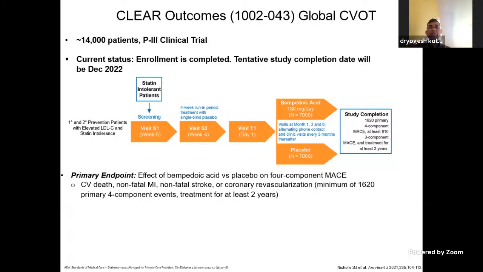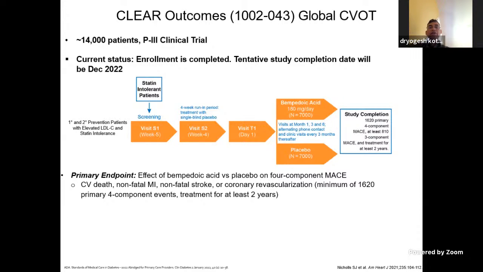And the primary endpoint will be MACE, that is the major adverse coronary event, including cardiovascular death, non-fatal MI, non-fatal stroke, and coronary revascularization, in minimum of 16-20 primary four-component events for at least 2 years. So that is the duration of the trial.